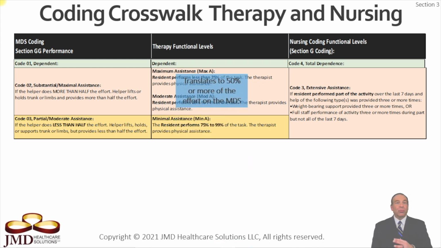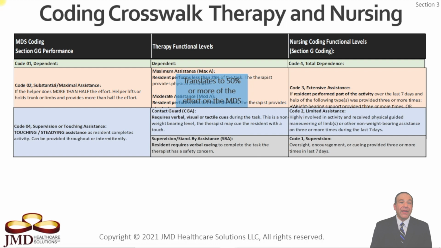So the translation, what you really want to know: 50% or more of assistance, that max assist or moderate assist under therapy documentation will be the max assist for GG, for the MDS. Then the next one, same thing. We still got some controversy here. 0-4, supervision or touching assistance for section GG on the MDS could be contact guard or standby assist with therapy, because we have 2 different levels.